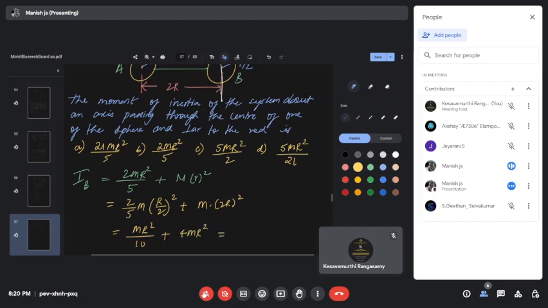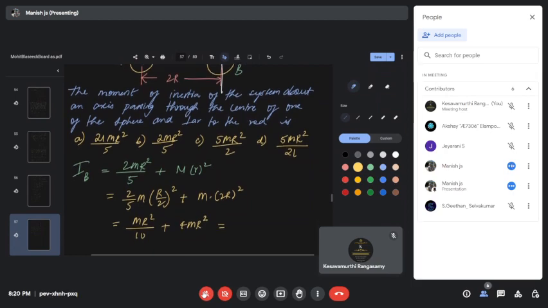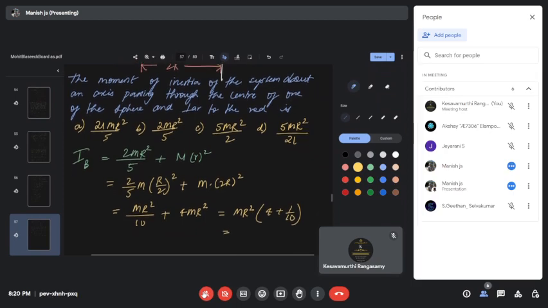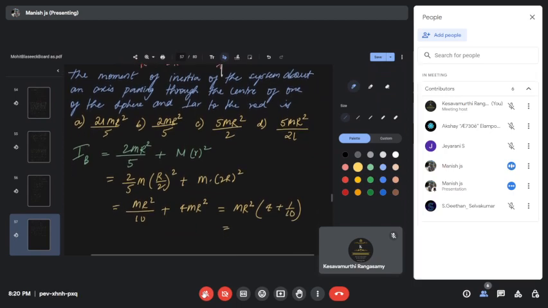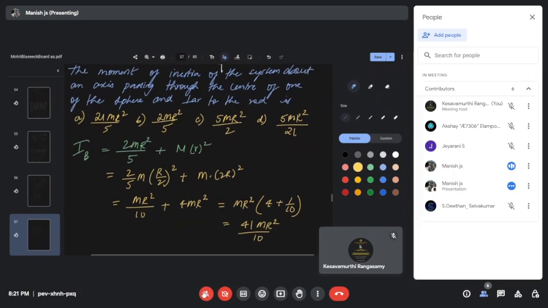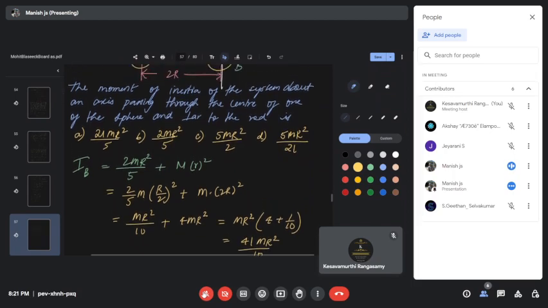You can again go for a common factor and then you can simplify. mr squared is common, then brackets 4 plus 1 upon 10. How much is 4 plus 1 upon 10? Go for an LCM. 40 plus 1 upon 10. So I hope you get 41 mr squared by 10, isn't it? You go for an LCM. Okay, that's it. So this is the moment of inertia of the sphere B.